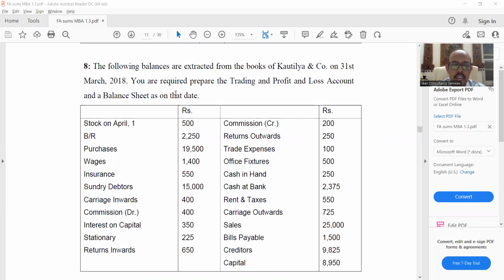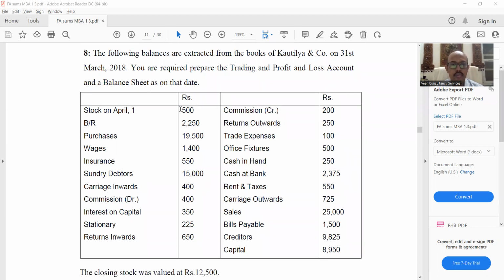We all know that trading account is drafted or made so as to get the gross profit, which is very critical. As I always say, gross profit is the economics of business. And from that gross profit, when we reduce the other costs, you get the net profit. That's the result of the profit and loss account. So we are going to make all three statements in this sum: trading account, profit and loss account, and the balance sheet, as we did in the class.